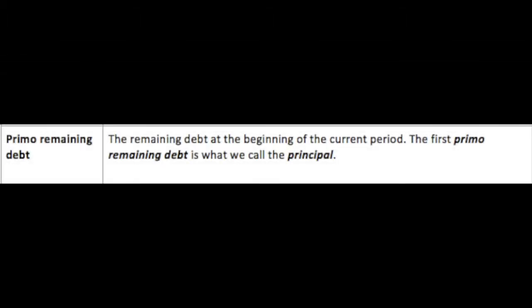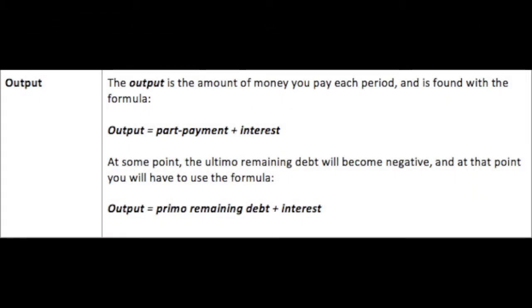The first thing we're gonna go over is what we call a period, and this just determines which period you are in. The next thing is primary remaining debt. This is the remaining debt at the beginning of the current period. The first primary remaining debt is what we call the principal. Then there's the output, and the output is the amount of money you pay each period and is found with the formula output equals part payment plus interest.